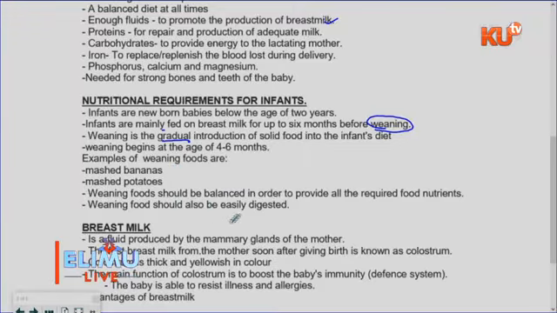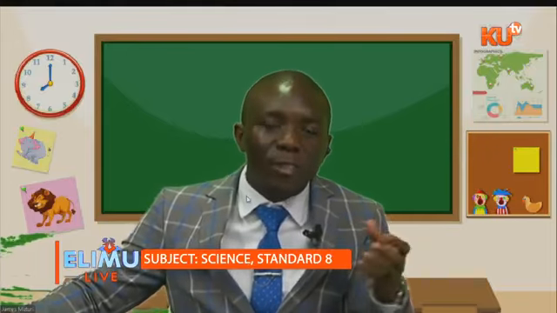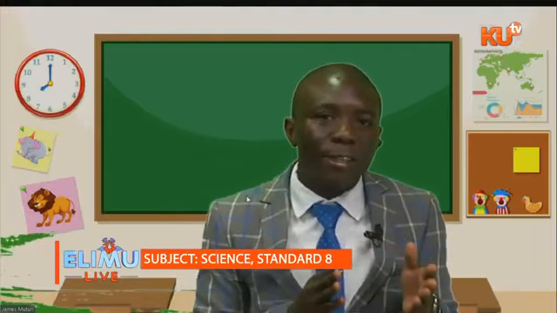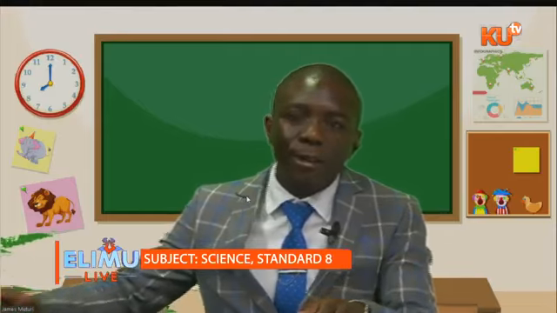And then weaning food should be easily digested. So when you are making this weaning food, it should not be hard, because the digestive system of the baby is not yet strong. So it should be very, very easily digested so that the baby cannot even constipate. Because if they take a lot of hard food, they will constipate, and constipation causes what we call bowel cancer, the cancer of the bowel.